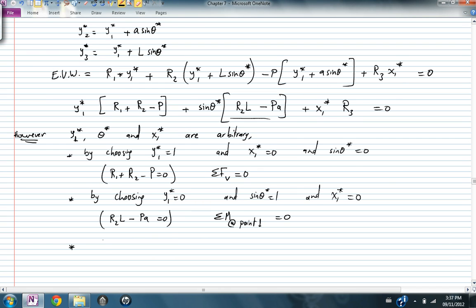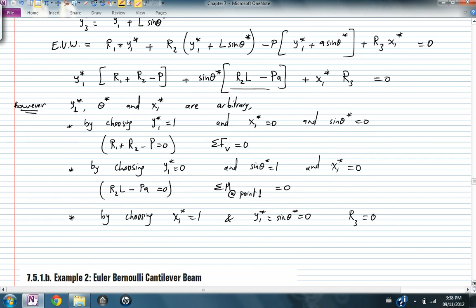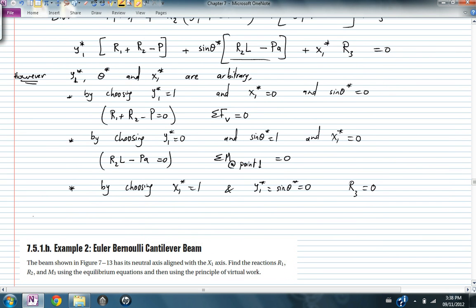And finally, by choosing x1 star equal 1 and everything else is 0, you get that the horizontal reaction is 0. And so the reactions are obtained using the principle of virtual work, because these are the same equations of equilibrium.